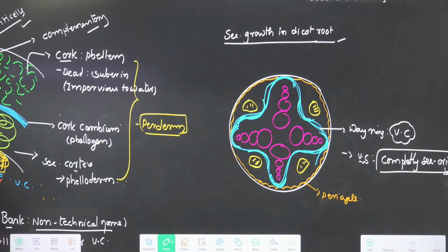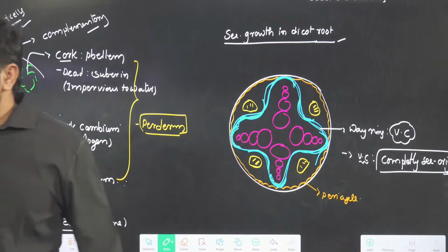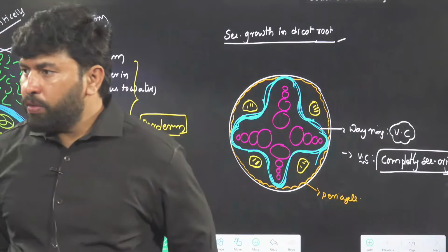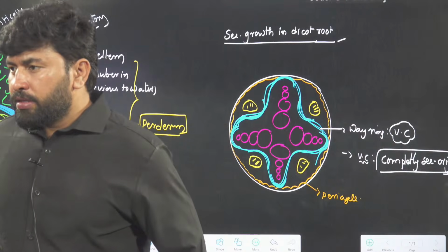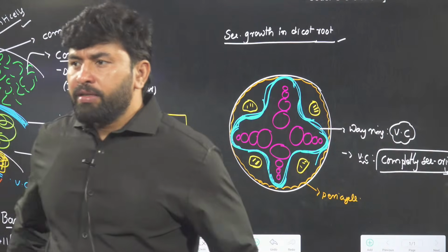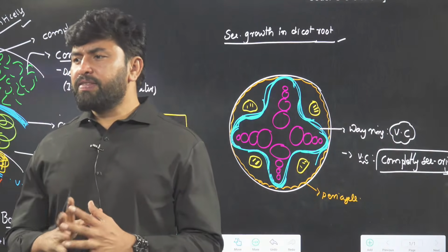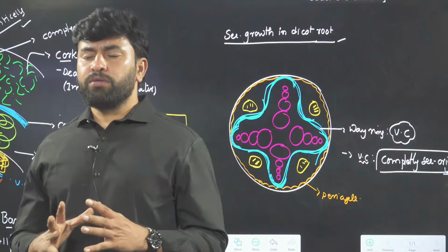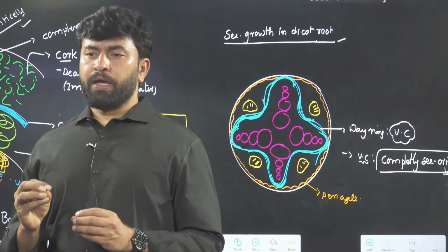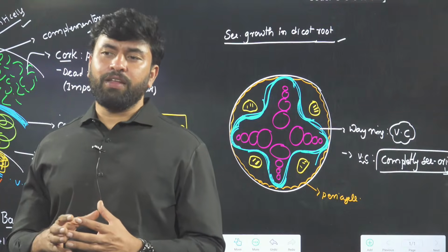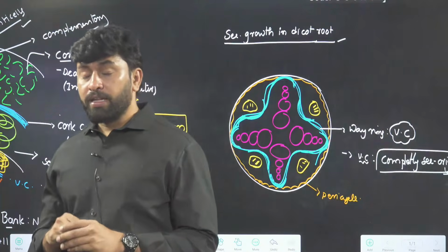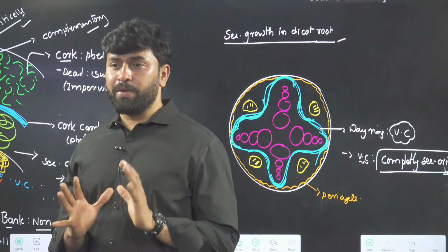Somebody is saying something: in dicot root, will both primary and secondary be crushed? Yes, they will have the same mode of operation, exactly similar to the stem. Primary phloem is removed first, and then secondary phloem will be removed, and then primary xylem will be removed. Okay.